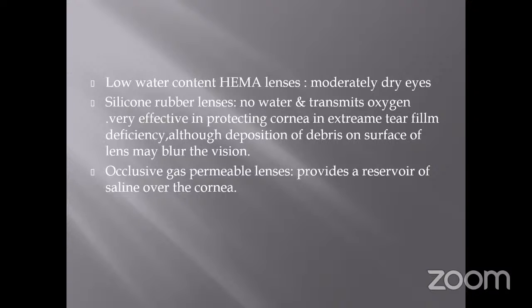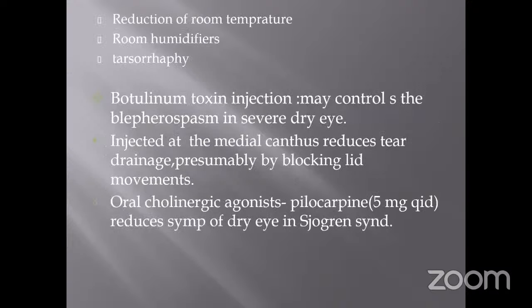Then certain types of lenses are also available which are prescribed for moderately dry eyes: low water content HEMA lenses, silicone rubber lenses, and occlusive gas permeable lenses. Just know that there are water content lenses and gas permeable lenses, which also help in treating dry eyes. Reduction of room temperature, room humidifiers, and tarsorrhaphy. Then botulinum toxin. Tarsorrhaphy is actually not prescribed as a treatment for dry eye itself.